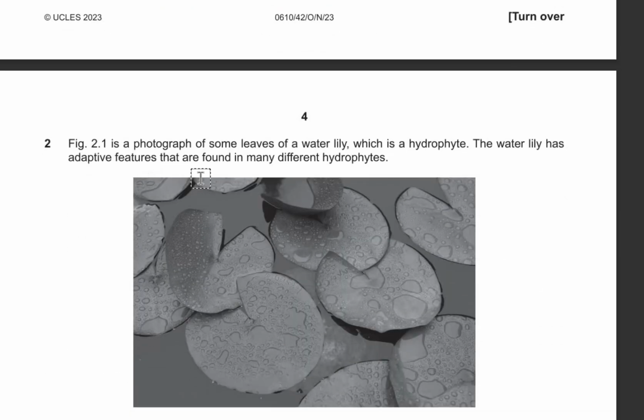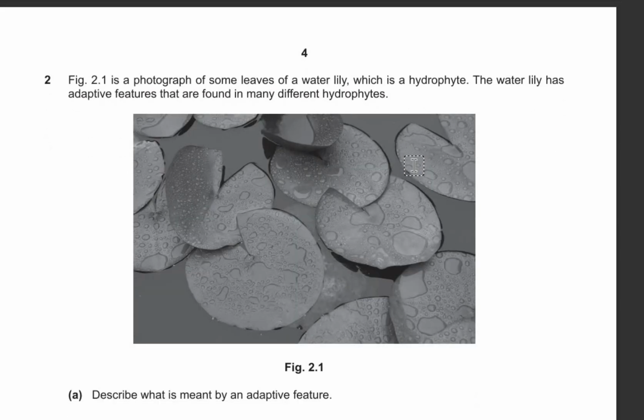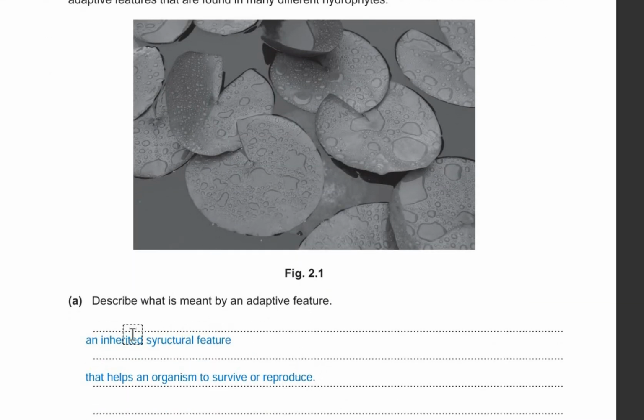Moving towards question number 2. So the question is a photograph of a leaf of a water lily. It is a hydrophyte. Hydrophyte means a plant which loves to live in water. The water lily has adaptive features that are found in many different hydrophytes. But describe what is meant by an adaptive feature. So an adaptive feature is a particular characteristic which is inherited, which helps the organism to survive. Alright, so this is the definition written: an inherited structural feature that helps the organism to survive or reproduce. This is a 3-mark question. 1 mark for telling that it is an inherited structural thing, 2nd mark for telling that it helps the organism to survive in an environment.